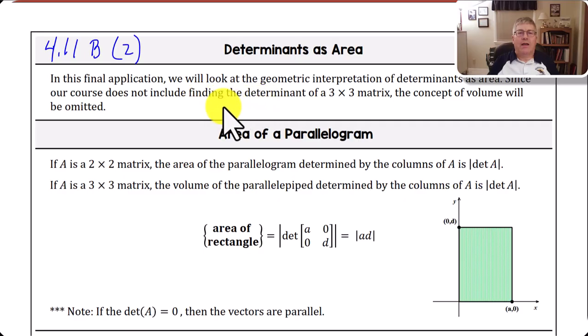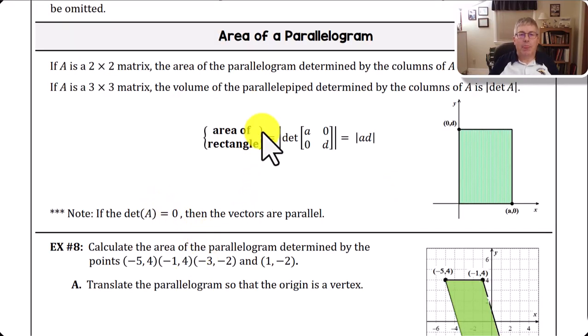Since we do not include finding a determinant of a 3 by 3 matrix, although we could do that with our calculator, we're not going to do volume, because volume is 3 dimensions, but area is 2 dimensions. If A is a 2 by 2 matrix, we can use the determinant to find the area of a parallelogram. So in our notes here, we say the area of a rectangle or any parallelogram is going to be the determinant of the matrix.